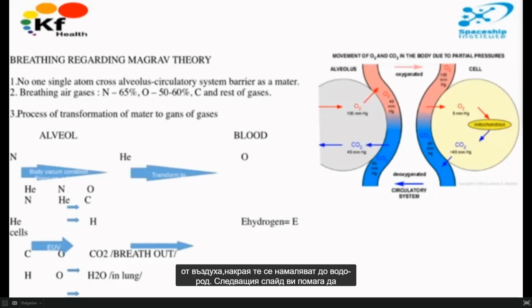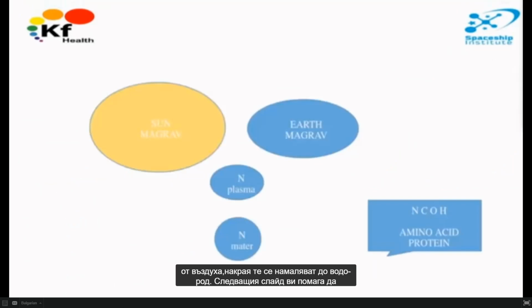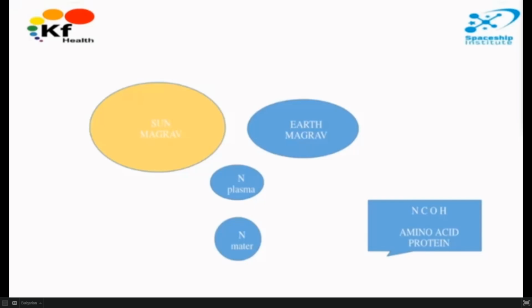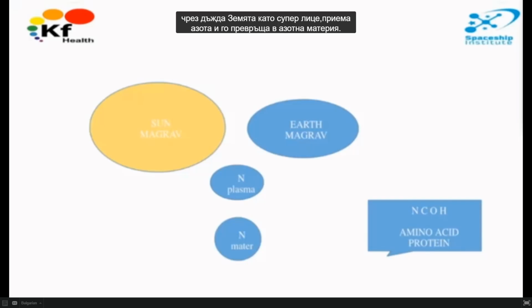So the next slide will give you an understanding of that. As Mr. Kesh said, when the sun magraph gets in touch with the earth magraph, the result of that communication is the release of plasma of nitrogen. And through the rain, the earth, like a superface, takes nitrogen and converts it to nitrogen matter.